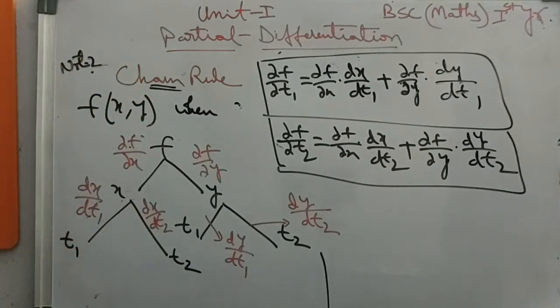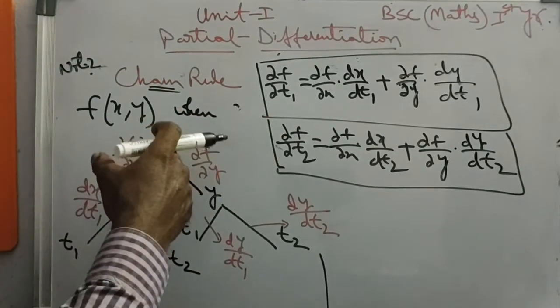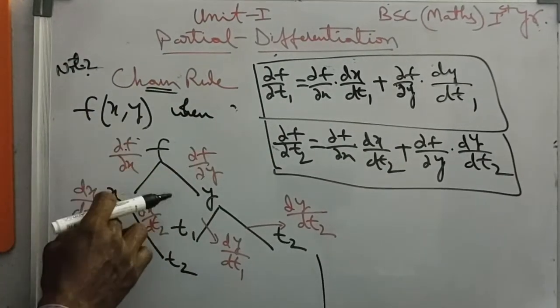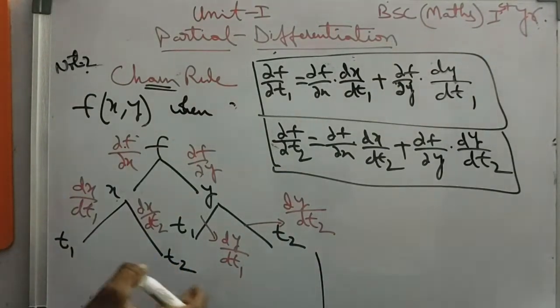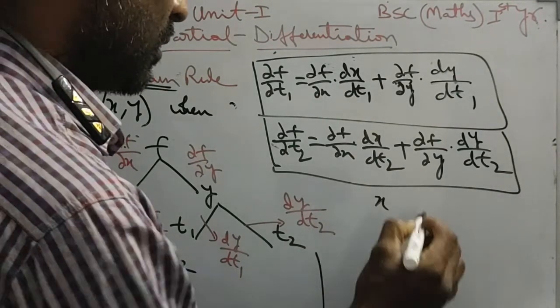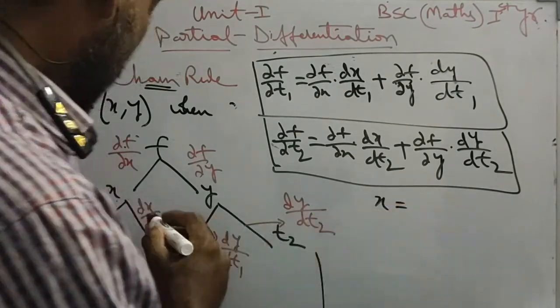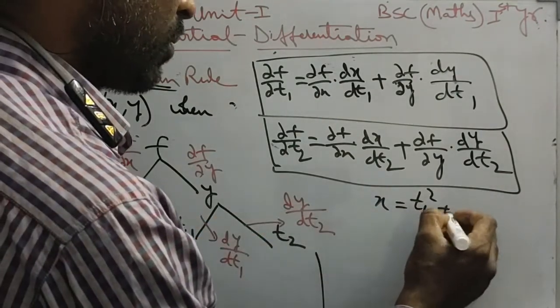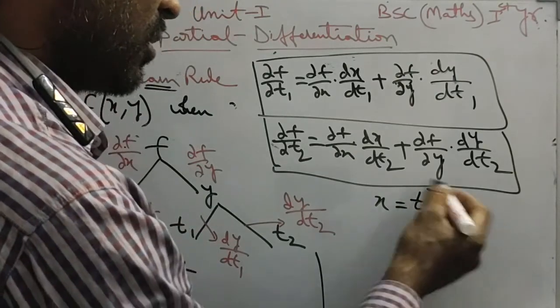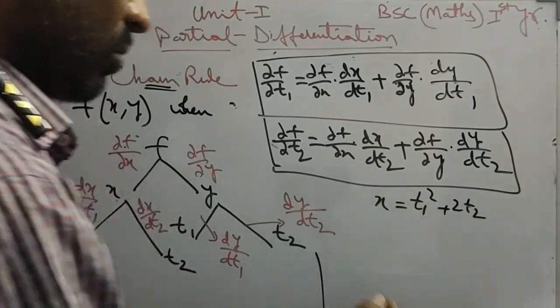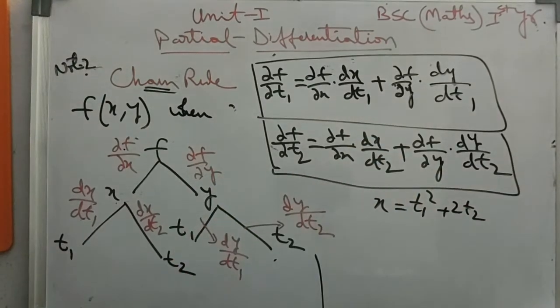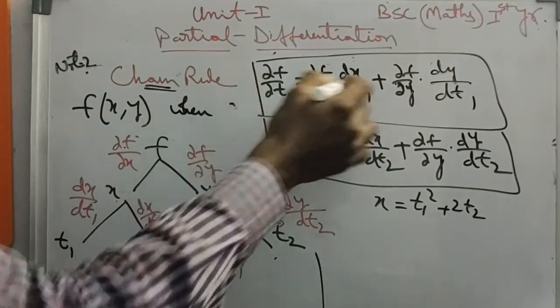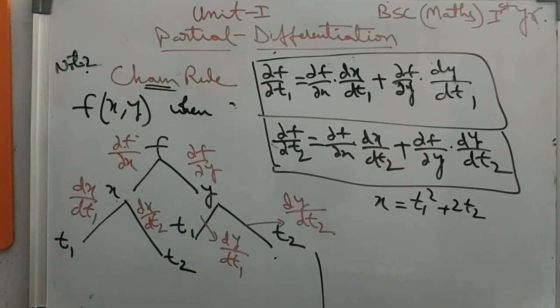This is the way of writing the procedure if x is in terms of two variables like t1, t2. Suppose x is in terms of t1, t2, like t1 square plus 2t2, and y is also in terms of t1, t2. To find dou f by dou t1, this is the procedure. Okay, thank you.